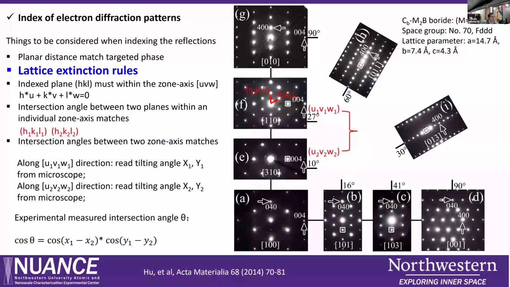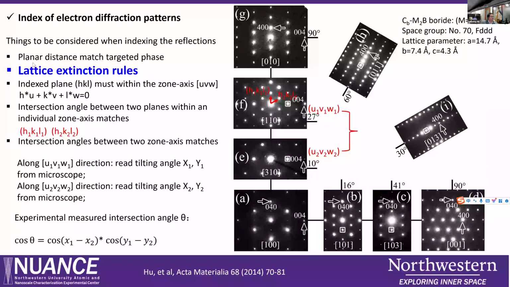So how do you index different patterns? You need to consider many things. Honestly speaking, in many publications the electron diffraction indexing is wrong, although their work was published. So when you index the reflections, you need to consider many things.